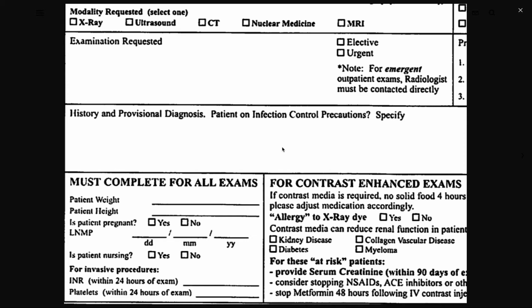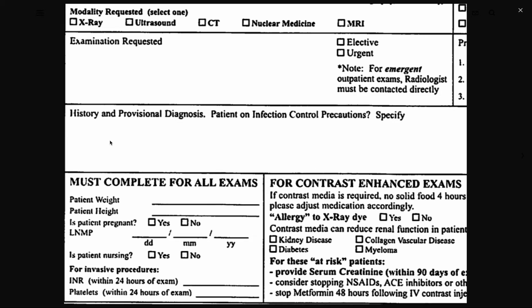But I want to just first get back to this paper form issue because it's very important to understand the old workflows. So this was an example of a paper form. You can use this form to fill out all these different types of requests: X-rays, ultrasound, CT, nuclear medicine, MRI. And as you can see, they've got this huge box here in all caps: must complete for all exams. And some self-righteous committee said that this data must be completed for all exams: the patient weight, height, if they're pregnant, and their last known menstrual period. Now, the reality is that nobody actually completes this box for all exams, except for the new medical students.